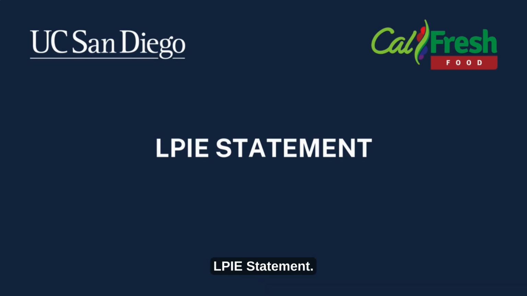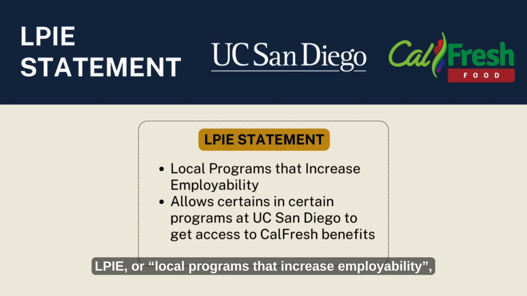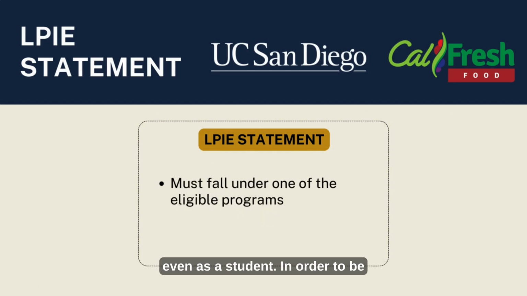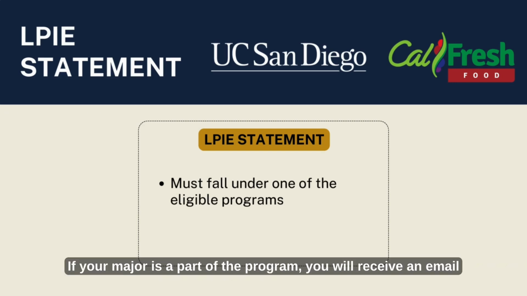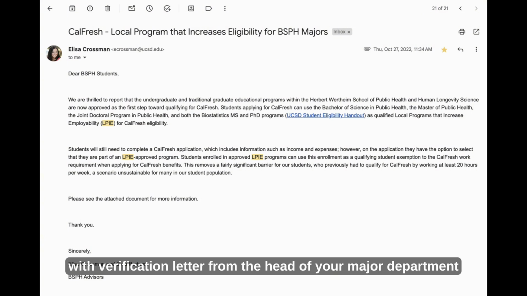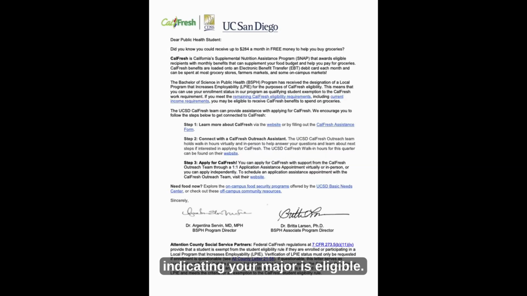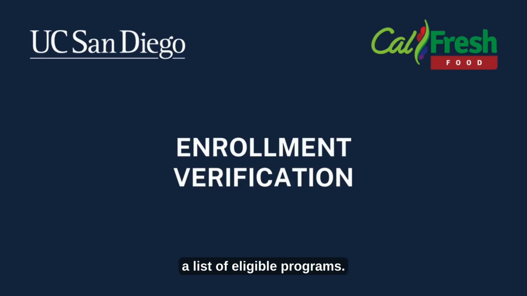LPIE Statement. LPIE, or Local Programs that Increase Employability, are programs that when a student participates in, may be eligible for CalFresh benefits even as a student. In order to be eligible for LPIE, your major must fall under one of the LPIE programs. If your major is a part of the program, you will receive an email with a verification letter from the head of your major department indicating your major is eligible. If you are unsure, check the Basic Needs website for a list of eligible programs.